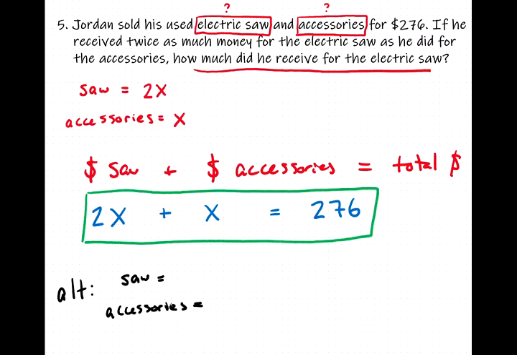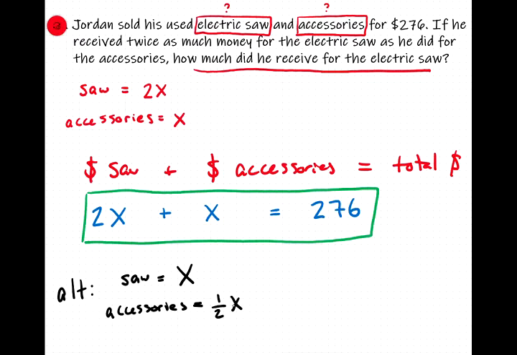Rather than calling accessories X dollars, let's say we used X for the saw. And since he received twice as much money for the saw as the accessories, that means the accessories he received half as much as the saw. So we could say, let's get rid of the X. We could say the money received for the accessories was half of, and of means multiply, half of what he received for the saw.